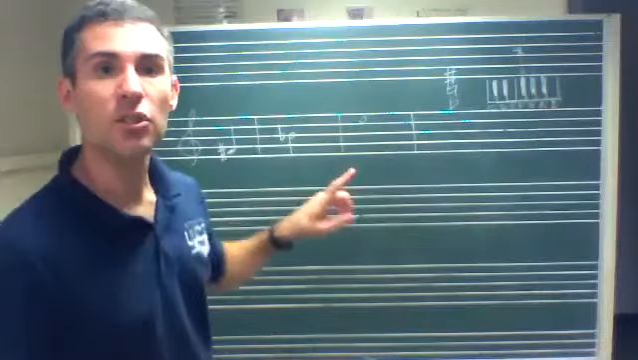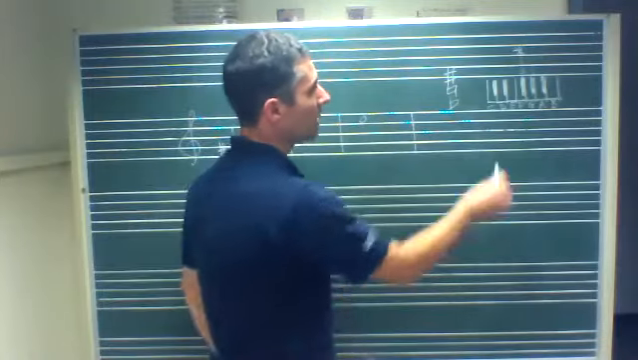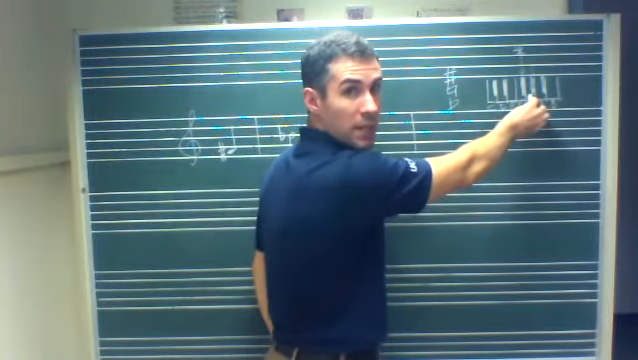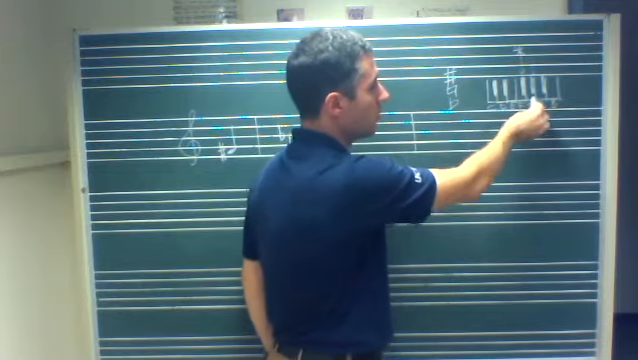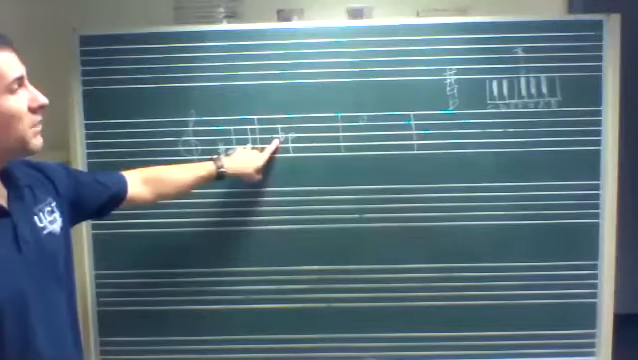The question asks us to go up 1 semitone from F sharp. There's F sharp. We go up 1 semitone, it's to the next white note, which is G. So our answer is G.